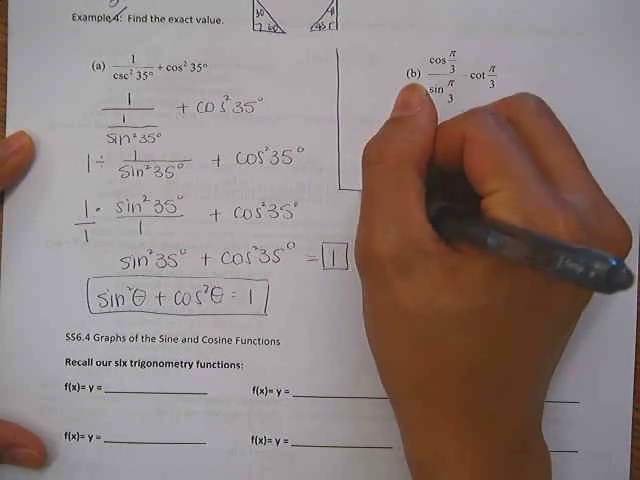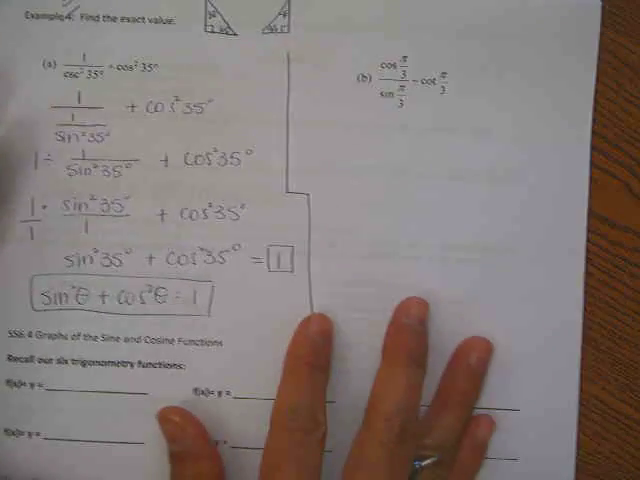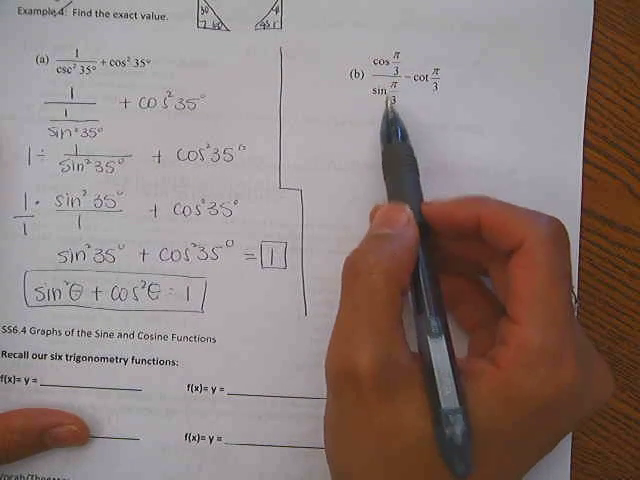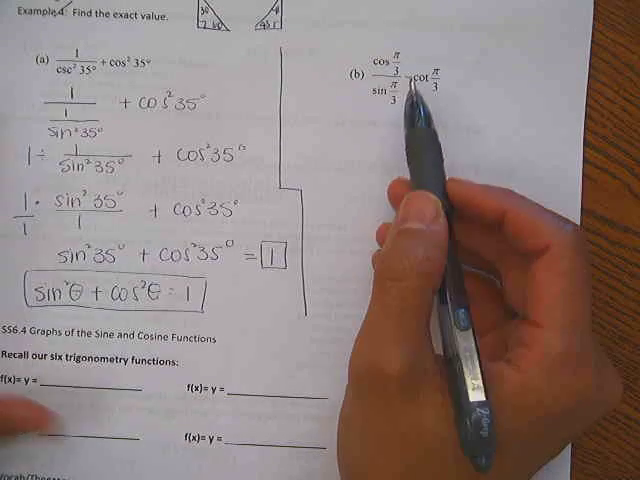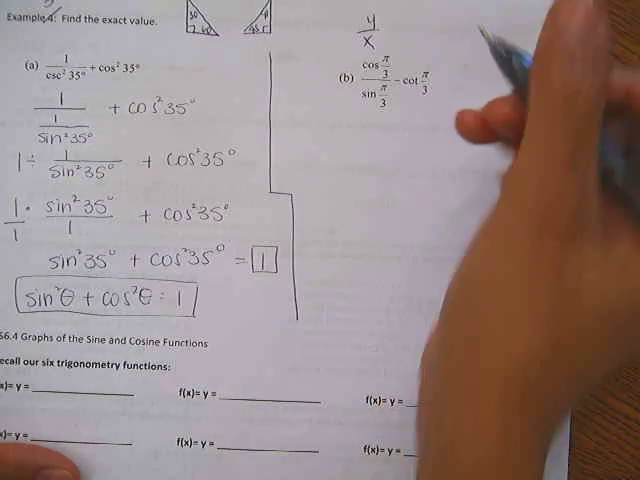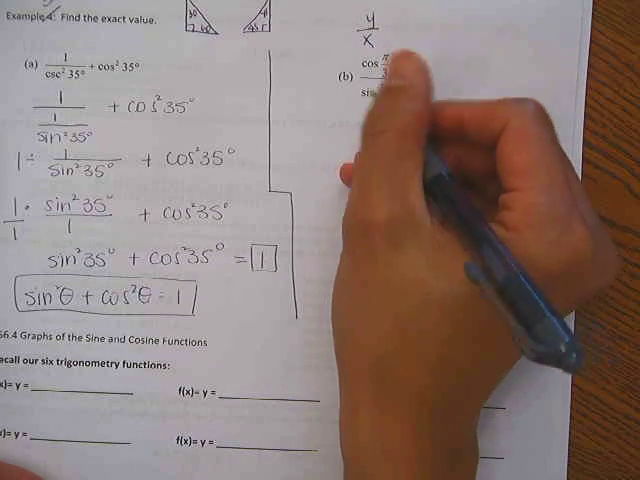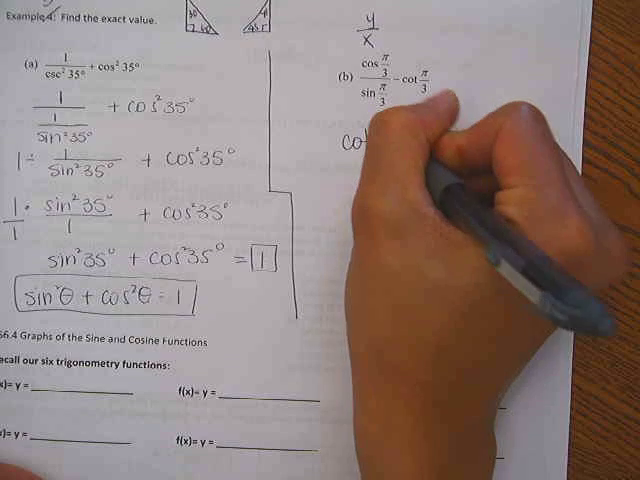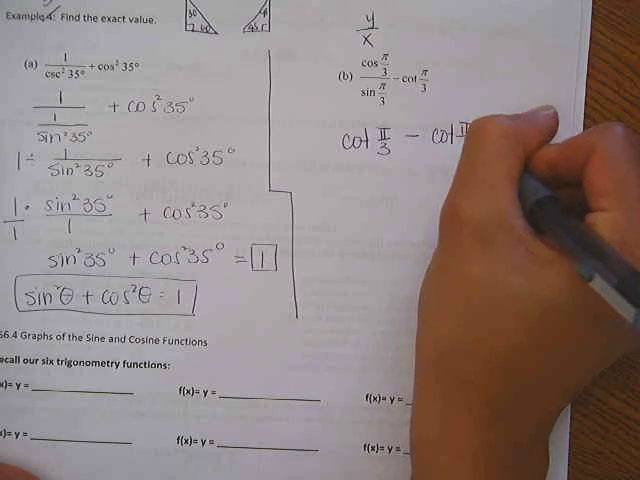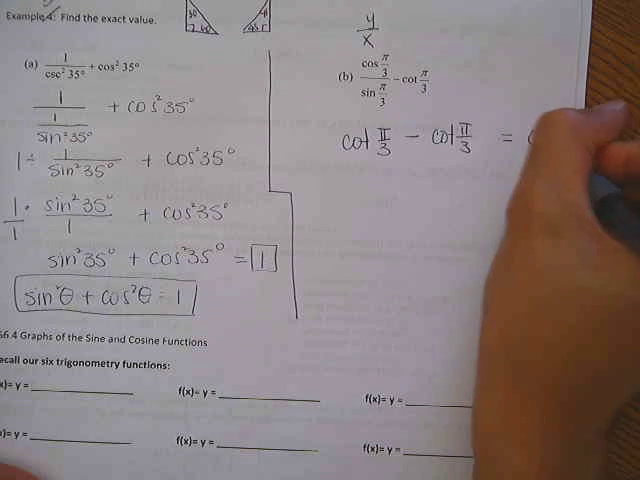All right, this is more comprehension, so make sure you understand what I'm doing. Let's check this out. You have cosine of pi over 3 divided by sine of pi over 3. Cosine divided by sine is, this is sort of saying y divided by x. And if I remember my trig identity correctly, cosine divided by sine is going to be cotangent of pi over 3. I'm just going to bring down cotangent of pi over 3. Well, cotangent of pi over 3 take away cotangent of pi over 3 is simply 0.